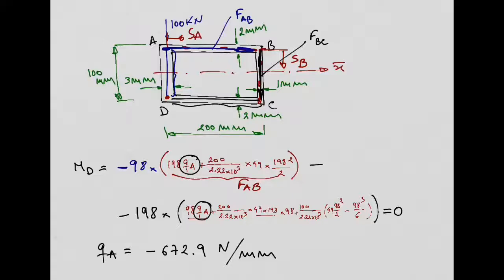So once we have this QA, we can go back and replace QA in all the equations we got for the distribution of shear flow. And then we unlock everything and we get the distribution of the shear flows in the closed cross-section, right?